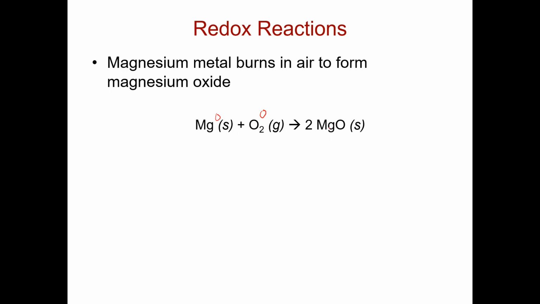Now if we look at the compound magnesium oxide, we know if we look at the periodic table, oxygen has a 2 negative charge on it because it's in group 16 or 6A, and magnesium is in group 2A, so it has a 2 positive charge on it. So if we compare the reactants to the products, magnesium goes from 0 to 2 positive. So it's become positive, which means that it has lost some electrons here. So losing electrons is referred to as oxidation.